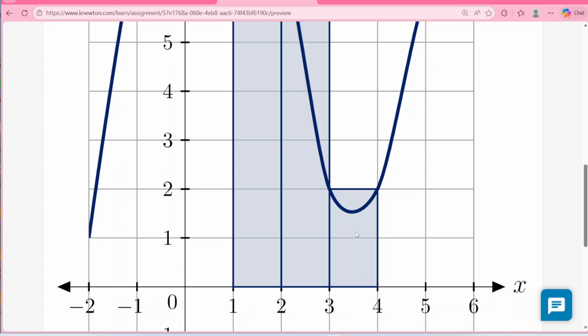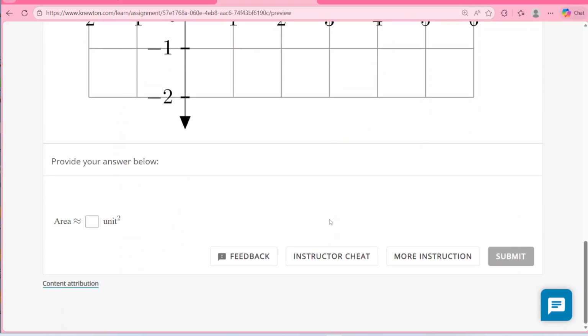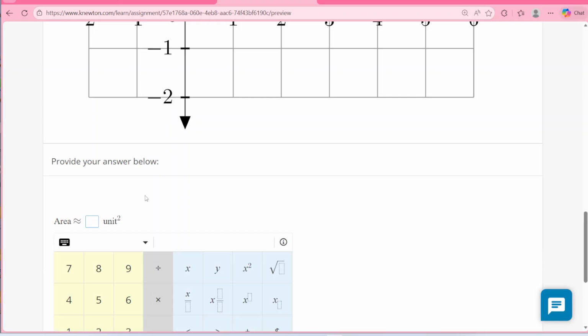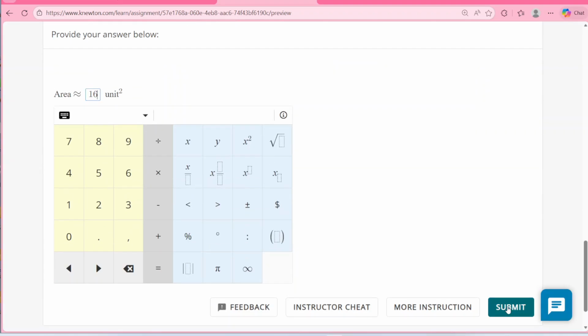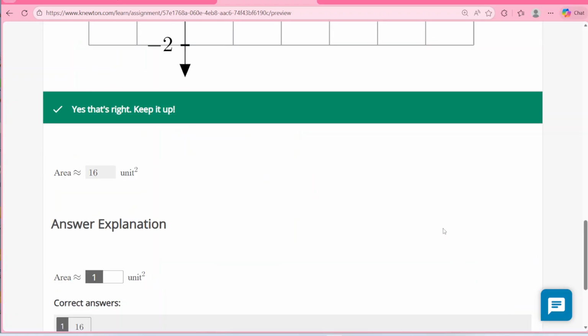And then I've got this 1 by 2 rectangle. So another 2 square units, right? 14 plus 2, 16 square units, right? So the area under that curve is approximately 16 square units. And I'll submit, and it is correct, right? Keep it up.